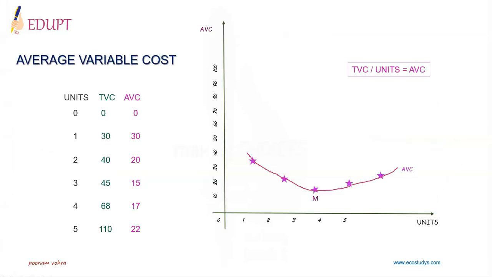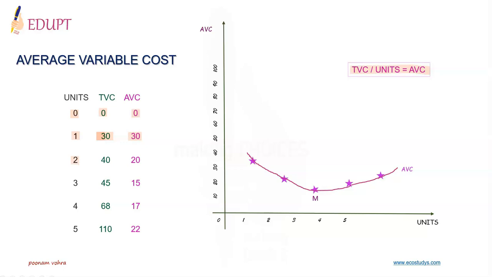One can understand the concept of average variable cost with the help of a tabular as well as a diagrammatic presentation. Let's begin. When 0 units are produced, total variable cost is 0. Average variable cost will also be 0. When 1 unit is produced, total variable cost rises to 30. Average variable cost is also 30, as average variable cost can be found by dividing total variable cost by units produced.